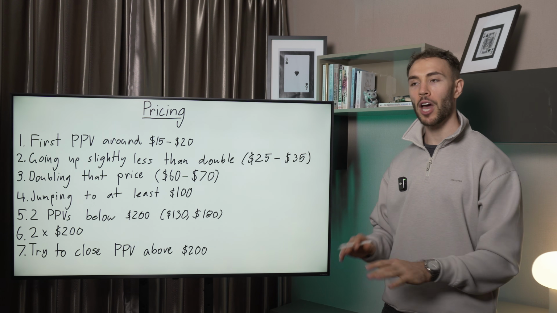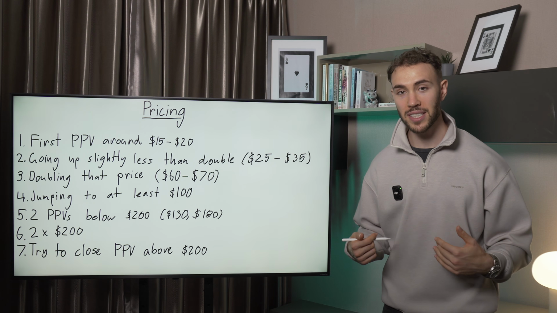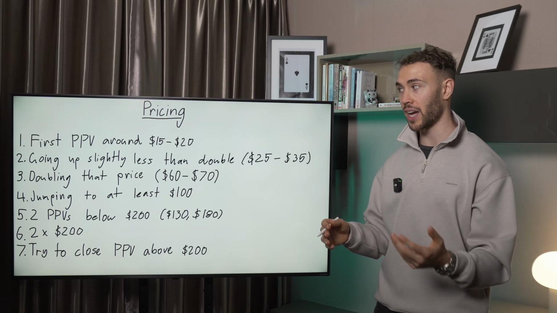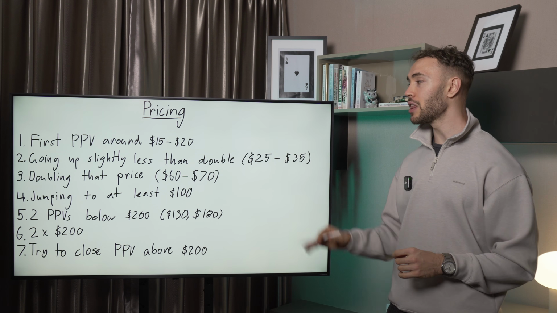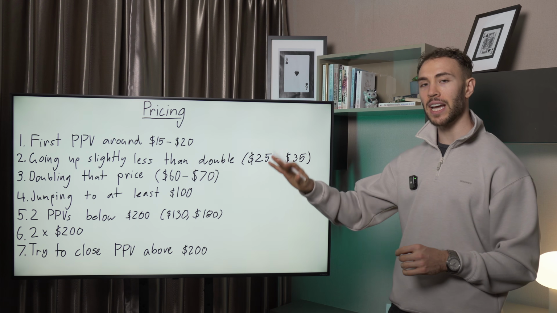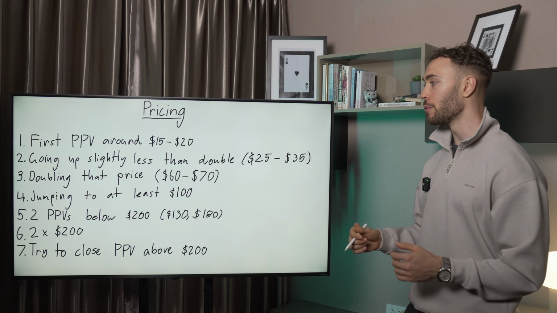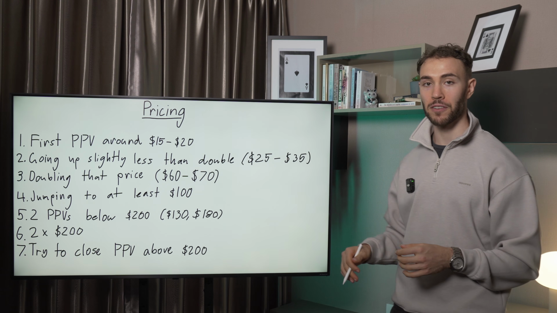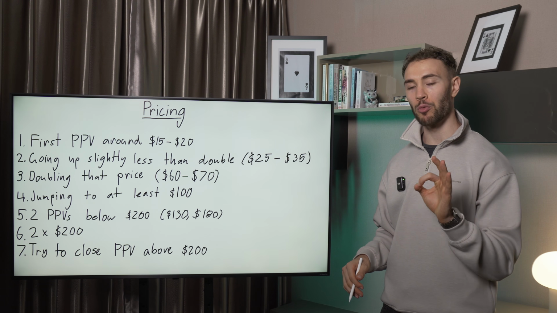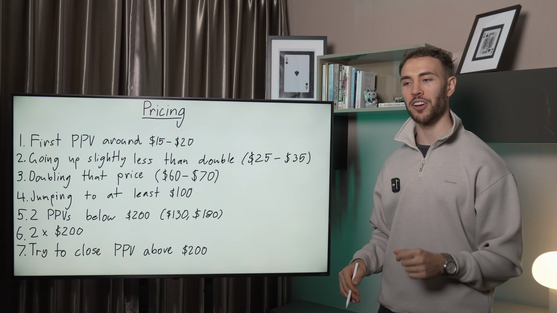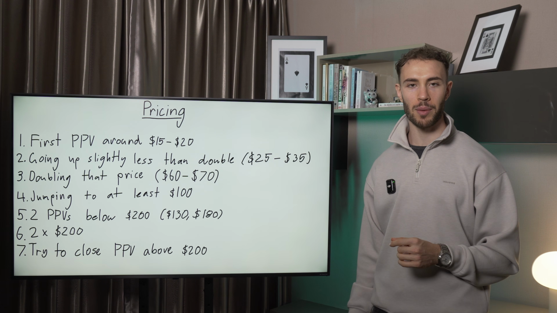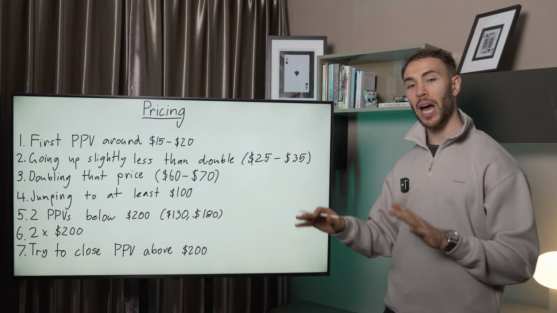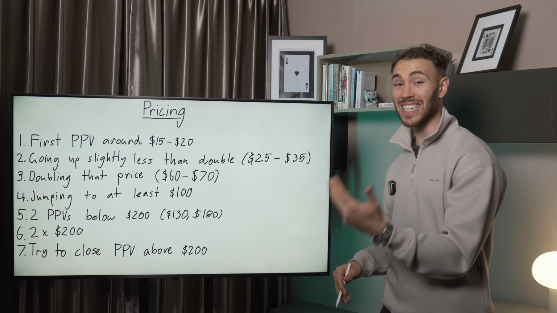That being said, if you have no idea where to start, a pricing structure that I have tested and has proven to work quite well for a lot of accounts is something like this. You start with the first pay-per-view around $15 to $20. The next pay-per-view will go up slightly less than double that, so probably 25 to 35. The reason for that is, a really common objection is that fans go, so you're just gonna double the price each time then. The third pay-per-view, you do double this price. By the fourth pay-per-view, we like to jump to at least 100.